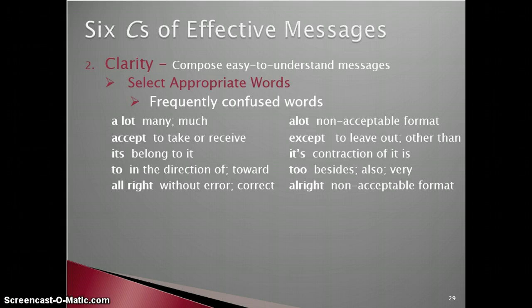Its, I-T-S, means belonging to it. It's, I-T apostrophe S, means a contraction of it is. To versus too. To, T-O, is in the direction of or toward. Too, T-O-O, means besides, also, or very. And the word all right is always spelled as 2 words, A-L-L space R-I-G-H-T, meaning without error or correct.